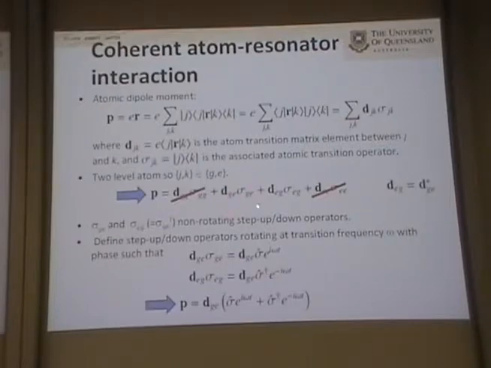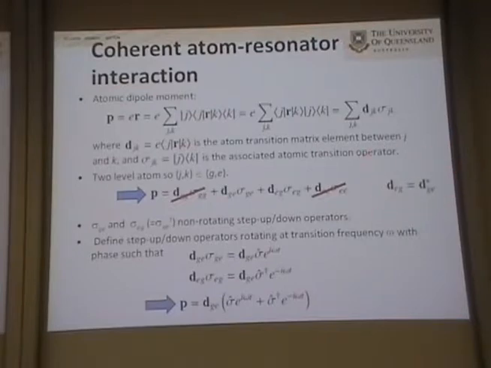Which depend on the step up and step down operators, sigma GE and sigma EG, which at this stage are not in the rotating frame. So what I want to do is define step up and down operators in the rotating frame, such that sigma GE is equal to the same thing, but just rotating at frequency i omega t. But I've chosen the phase of this rotating frame so that DEG equals DGE.